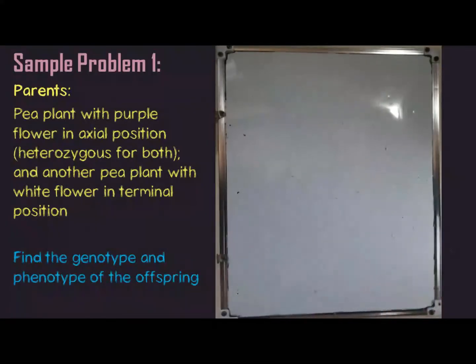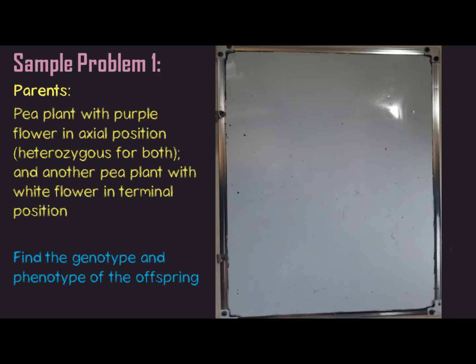So now let's solve genetic probability problems, starting with problem number 1. According to problem number 1, we have a cross between two parents. The first one is a pea plant with purple flowers in axial position, which is heterozygous for both. Then another pea plant with white flowers in terminal position. Now, let's find the genotype and the phenotype of the offspring of this parental generation.